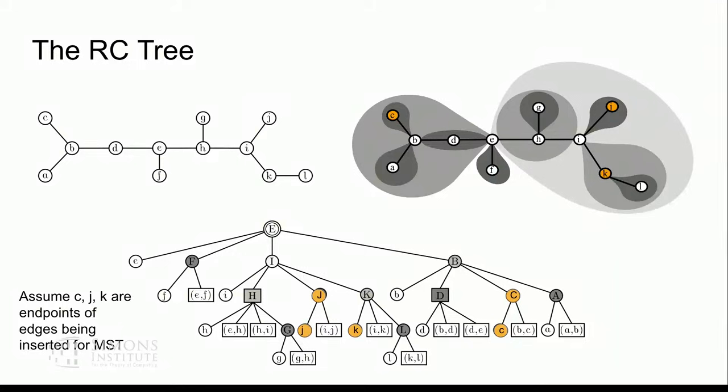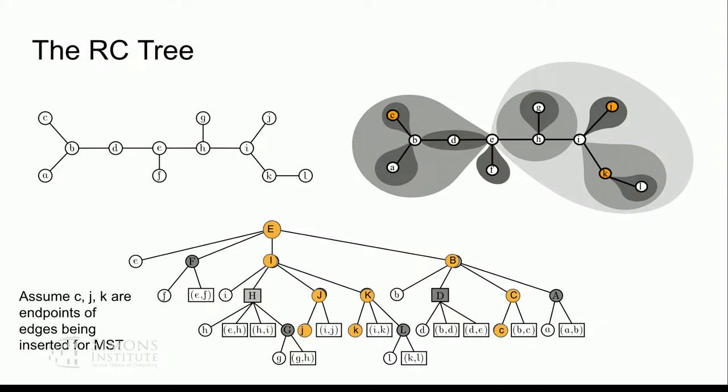If I have in this tree my endpoints, j, k, and c, what I'm going to do is go up the tree to the root, and mark everything on the way to the root from those three nodes. There are actually going to be at most k log(n/k) of those.